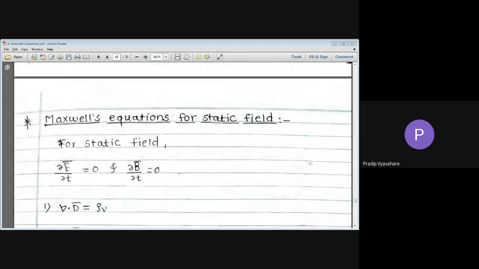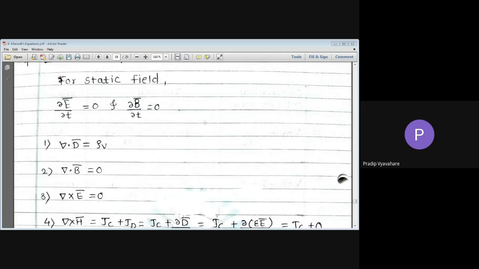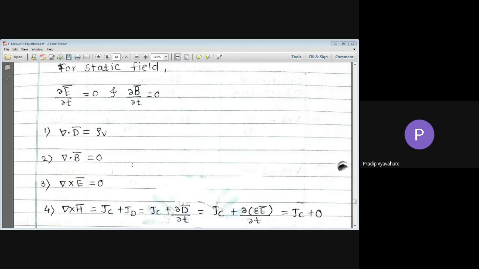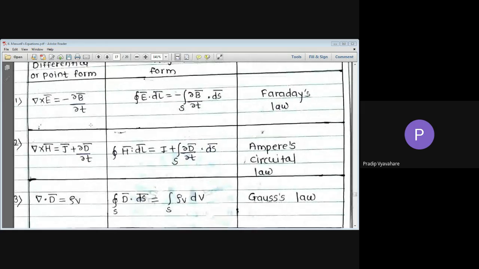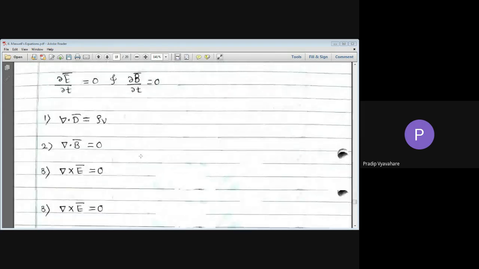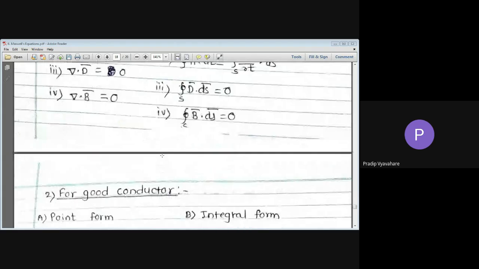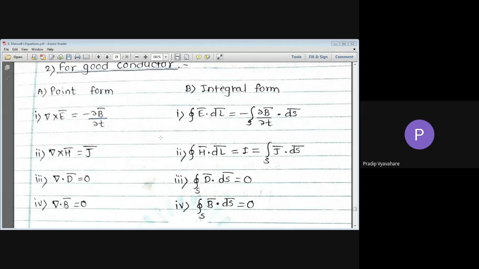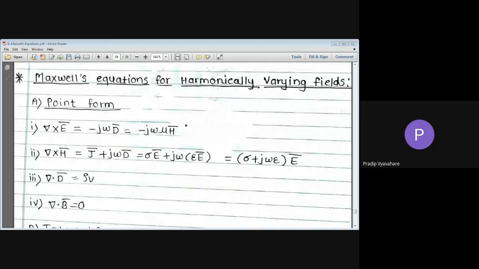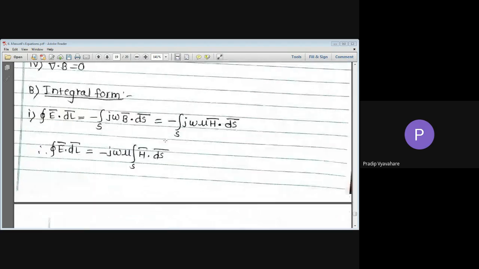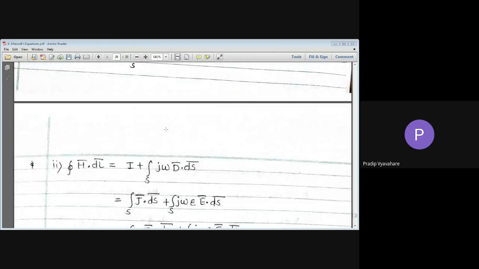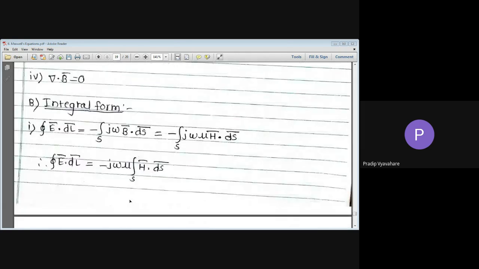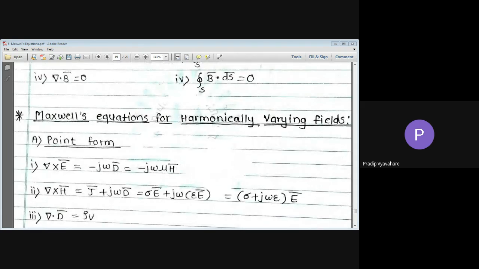Then we discussed the Maxwell equations for a static field. If the field is static, what are the equations? If the field is a varying field, what are the Maxwell equations? If the field is in a good conductor, what are the equations? If the field is harmonically varying, what are the equations? You must remember these. These are called the Maxwell equations for the harmonically varying field.